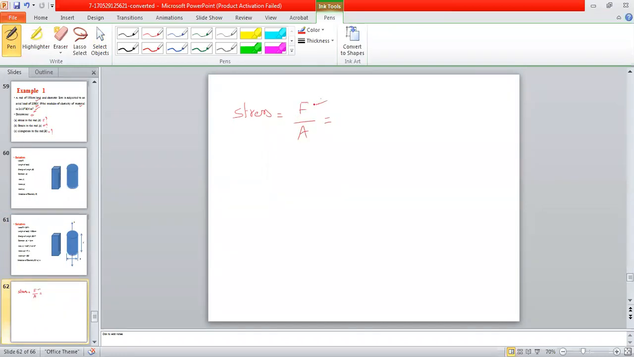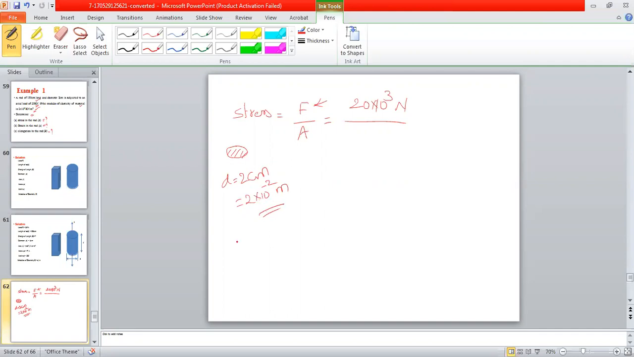So what is the force? The force is given as 20 kilo, that is 10 to the power of 3 Newton. And what is the area? The area here is a circular cross section. Therefore, the diameter is given. It is nothing but 2 centimeters. If I consider this in meters, it is 2 into 10 to the power of minus 2 meters.